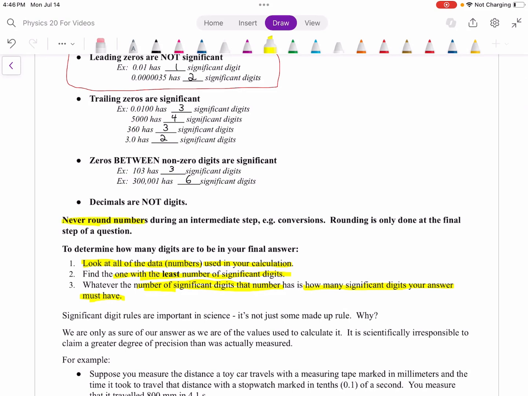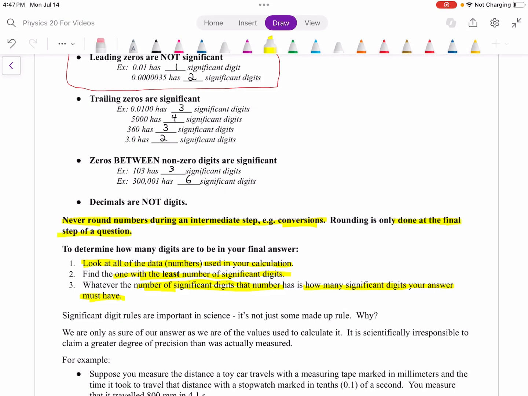Eventually in Physics 20, you'll get to the point where a question might take multiple steps to solve, and you might have to calculate many things along the way. You never want to round along the way. For example, if you're just converting units, you want to use as many digits as you can to keep things accurate. I usually say 4 to 5 digits after the decimal is safe. This significant digit stuff is just for recording your final answer.